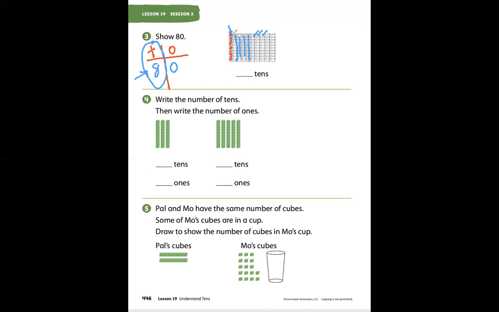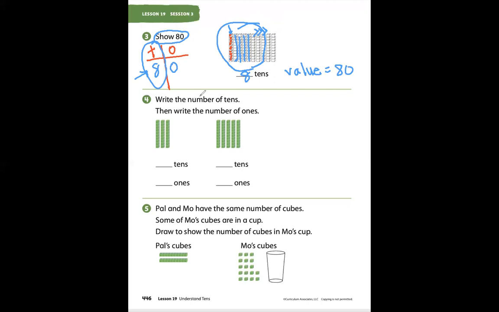Now we're going to count by tens. 10, 20, 30, 40, 50, 60, 70, 80. We have 80. That's what it's asking us to show, 80. So I'm going to circle 5, 6, 7, 8 tens. So 8 tens is what I have. And the value of those 8 tens is 80.